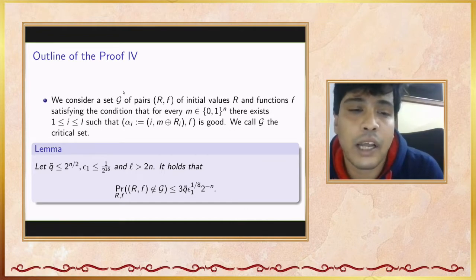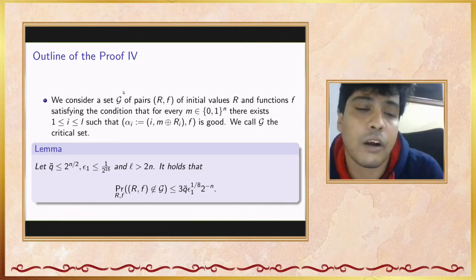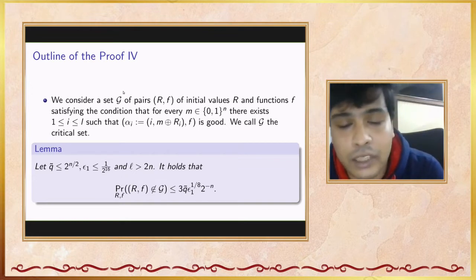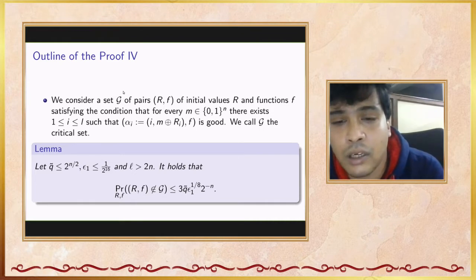We are able to show that when we take the probability over R and F, where both are sampled randomly, that they don't belong to the critical set, that probability is very small. It is of the order of epsilon to the power 1/8 into 2 to the power minus n.